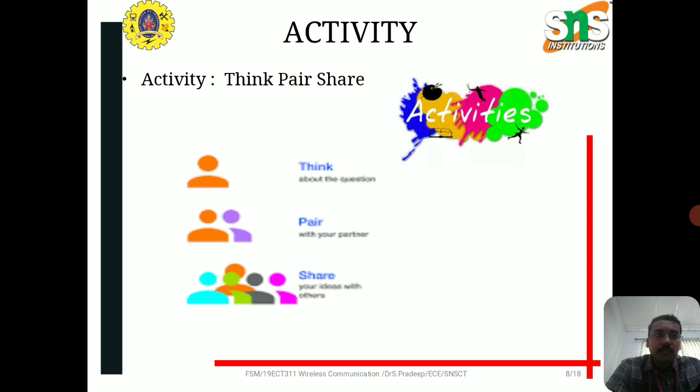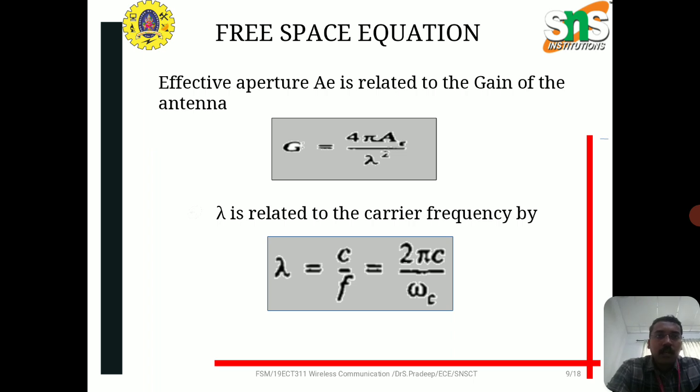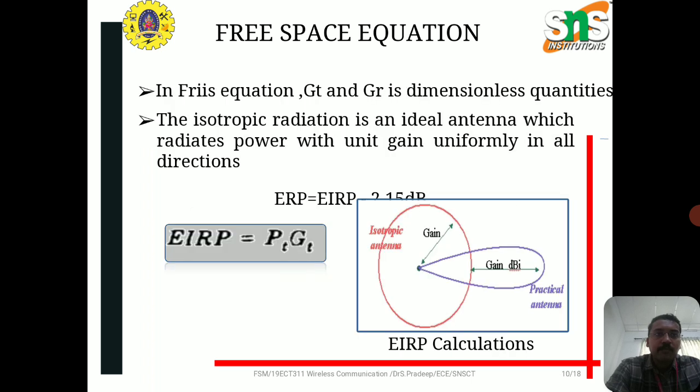Activity. Effective aperture Ae is related to the gain of the antenna, where gain G equals 4 pi Ae divided by lambda squared. Lambda is related to the carrier frequency by lambda equals c by f, which is equal to 2 pi c by omega c.